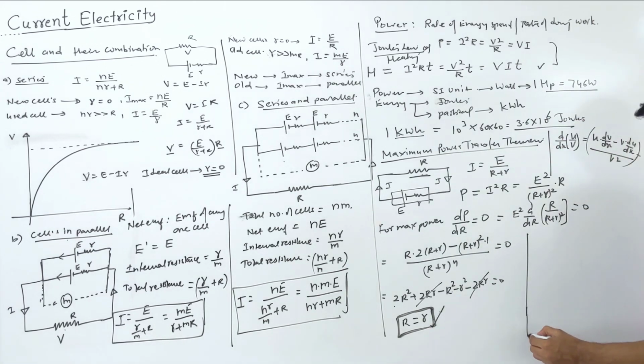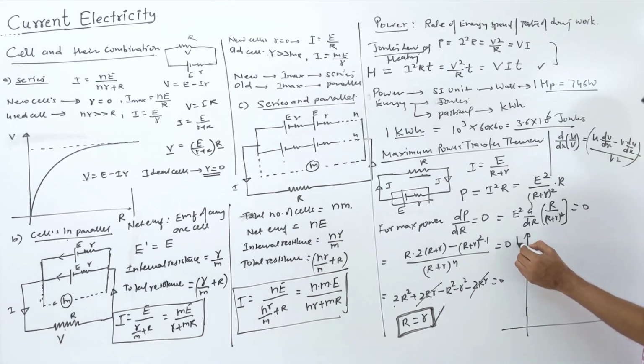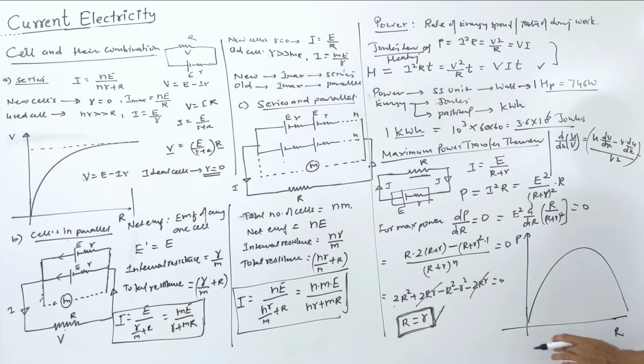If you want to draw a graph between power versus R, how will the graph look? It will look this way. This is the graph, and this is the maximum power, P is maximum. So you see, when external resistance increases, first the power will increase and become maximum, then if you increase external resistance further, your power will decrease. So at this condition, R is equal to r, you get maximum power P max.